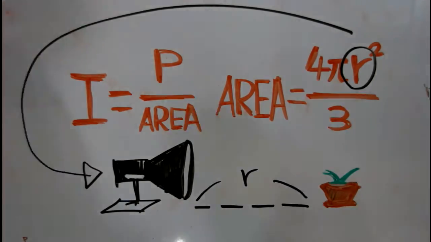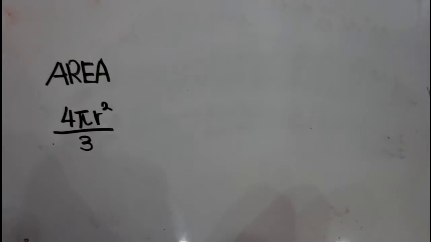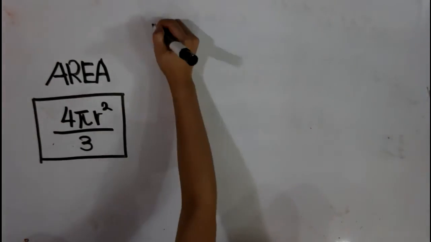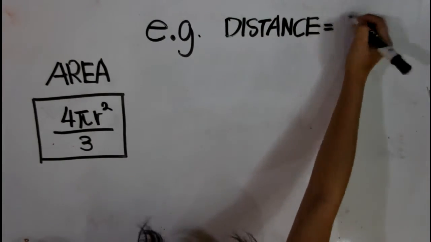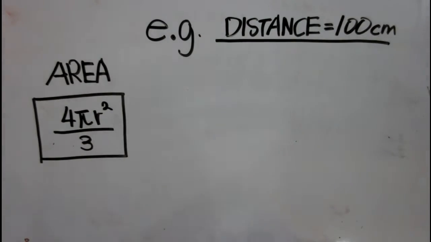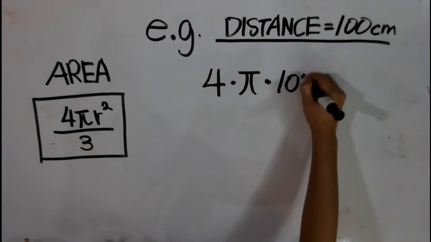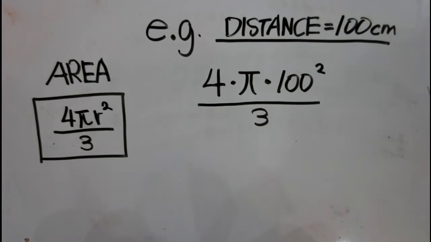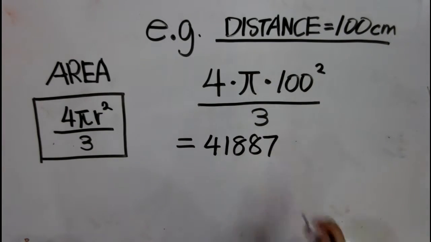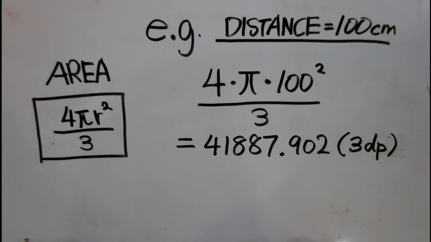First of all, the light intensity is calculated by using a formula I, which stands for intensity, equals power over area. The area is basically the surface area of the sphere-like light wave that the light bulb emits, which is calculated using the formula of 4 pi r squared over 3. The value of r is basically the distance between the light bulb and the Flytrap.